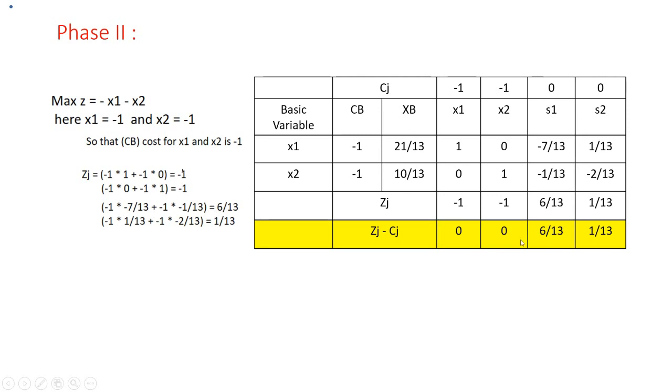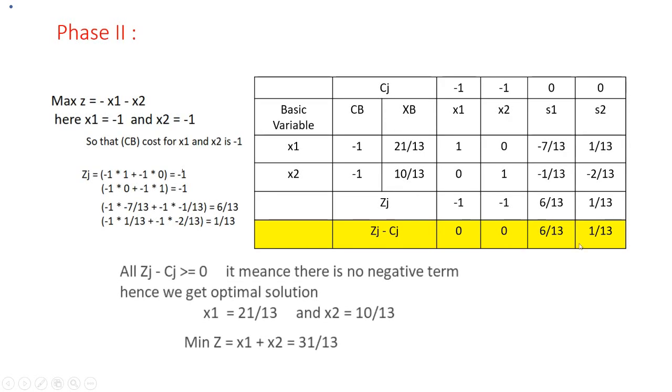But here in the Zj minus Cj, we are getting all the values in the form of positive values. There is no negative element. So here we get the optimal solution. All the Zj minus Cj is greater than or equal to 0, which means there is no negative term. Hence we get the optimal solution.